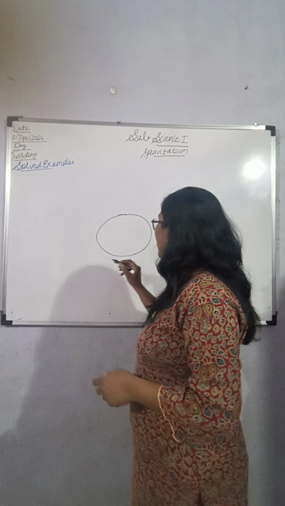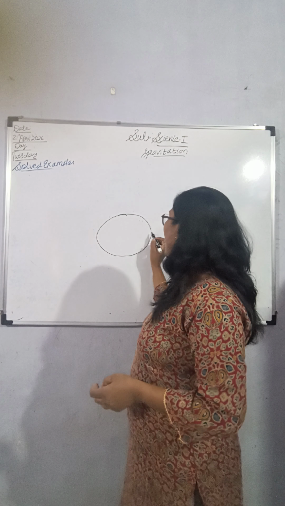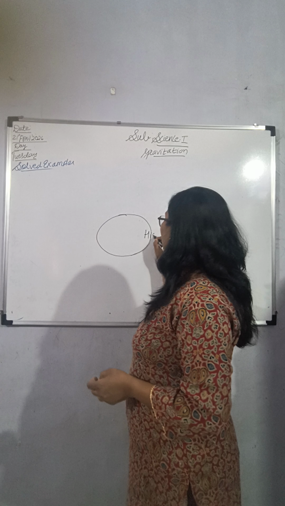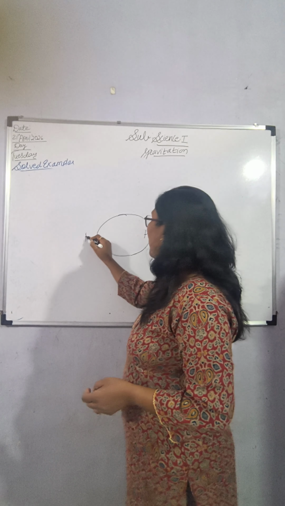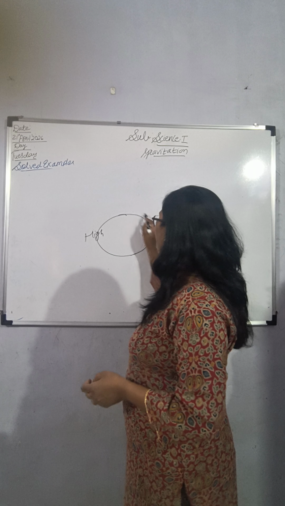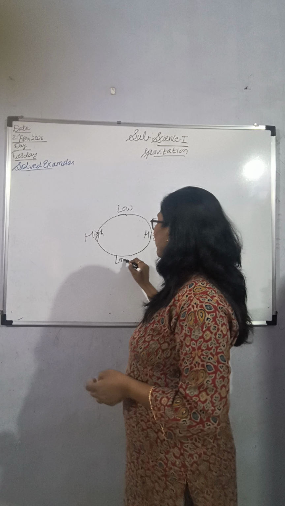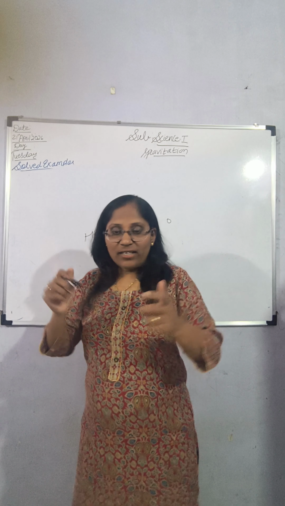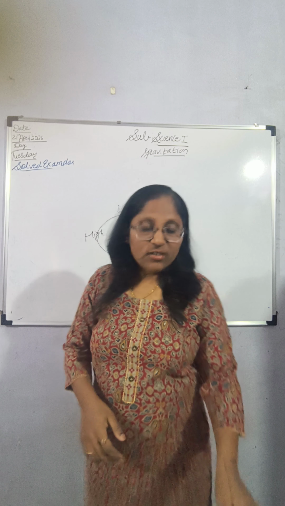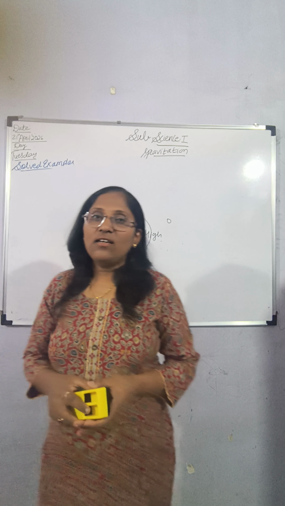Just imagine this is the earth. If the moon is rising from here, high tide will be at this part and this part, and here, which is 90 degrees to this, it will be low tide. Is it clear? Okay, so this was high tide and low tide. Now we'll see the next part.